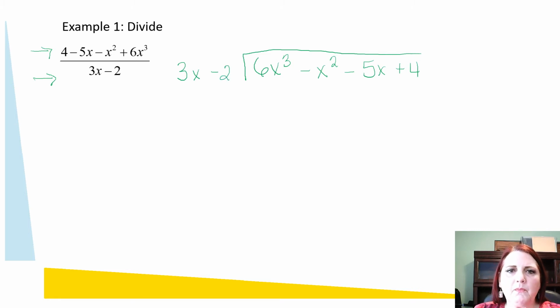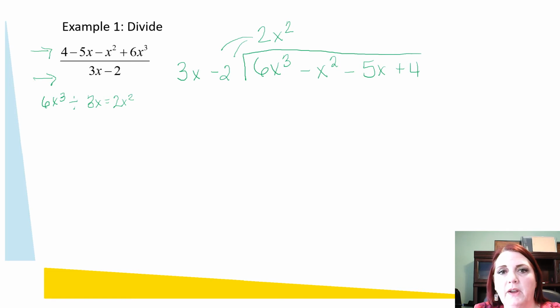So the first step that we're doing here is that we are going to divide. We're going to take 6x cubed, the first term of the dividend, and divide it by the first term of the divisor, the 3x. And we get 2x squared. So we're going to put that as our first term of the quotient, 2x squared. And we're going to multiply that by both terms of the divisor. 2x squared times 3x is 6x cubed.